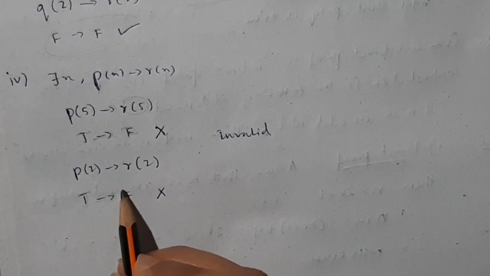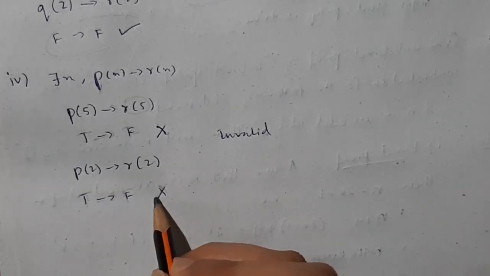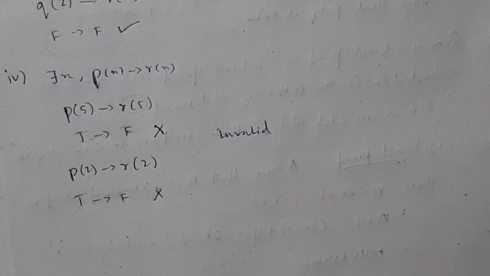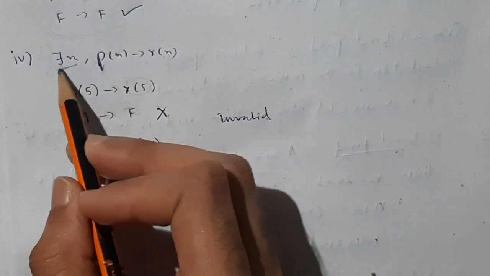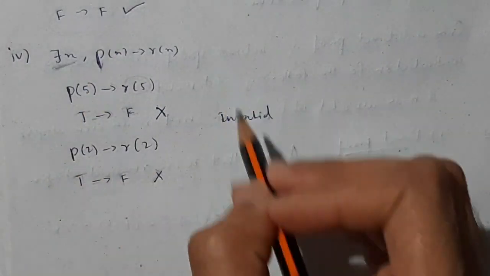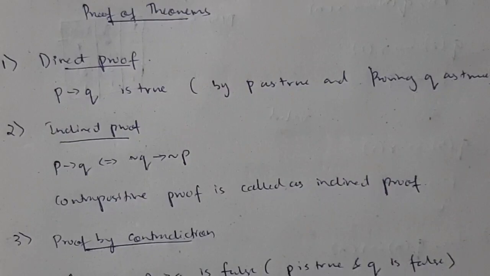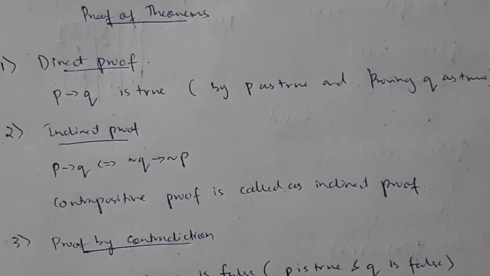In 2 also you will get the same thing: true, conditional, false. So it's also a false statement. See, you have checked all those elements in the universe, which are 2 and 5, but you didn't get any case in which it is true. For some x you should have got at least one case which was true, then the argument would have been valid.